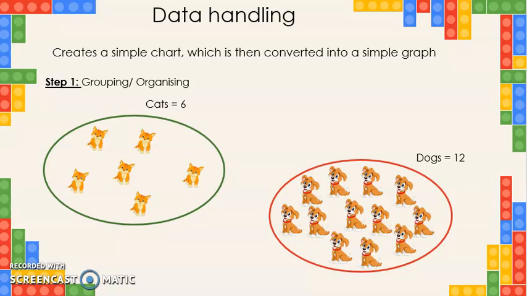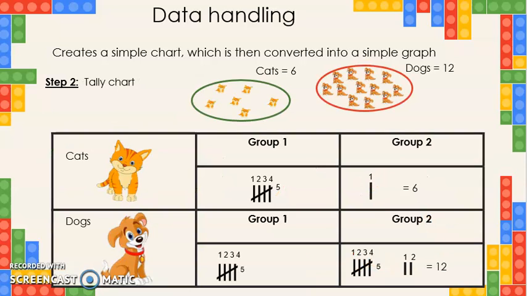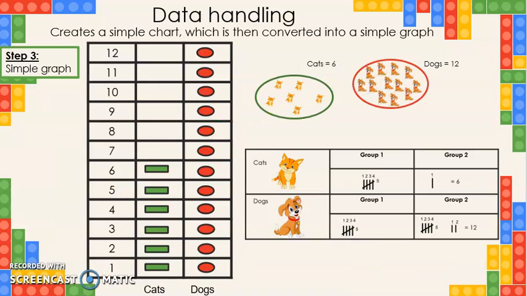Step 1 would be grouping or organizing. There are 6 cats in the one group and 12 dogs in the other group. This is a very concrete visualization of the data set. Step 2 is the tally chart. And step 3 would be to place the information gathered into a simple graph as seen on the screen.